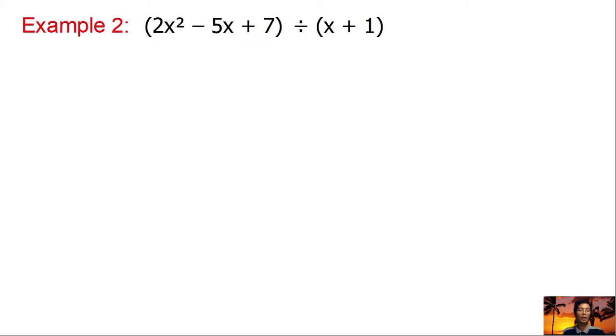Let's try another example using synthetic division. We have 2x squared minus 5x plus 7 divided by x plus 1. So, tingnan mabuti yung ating mga terms.